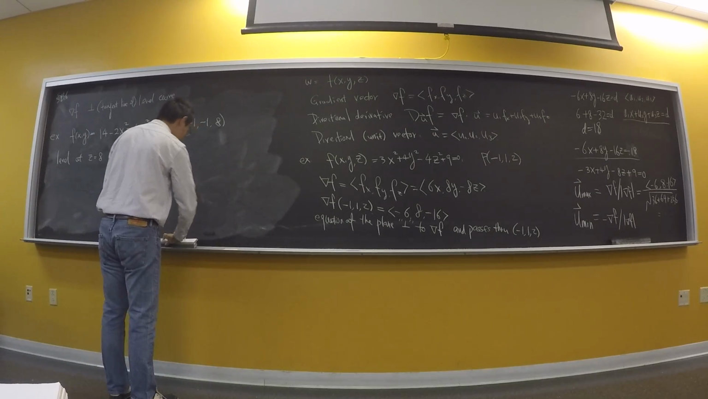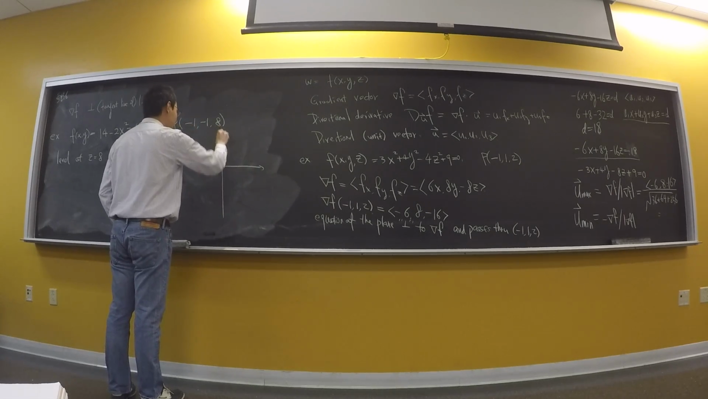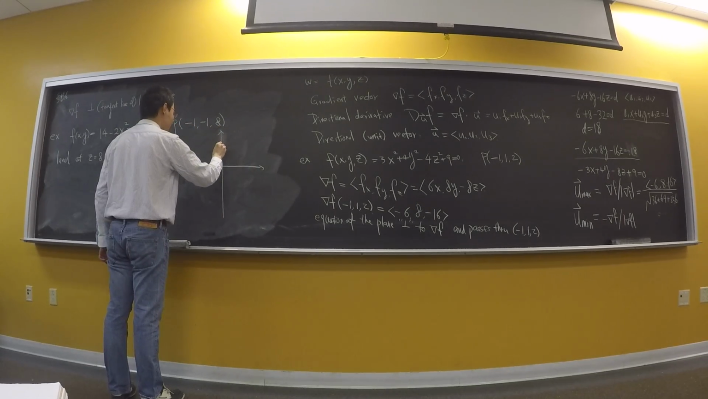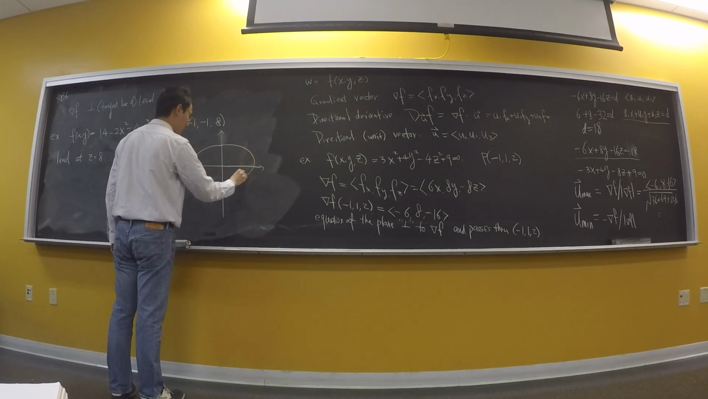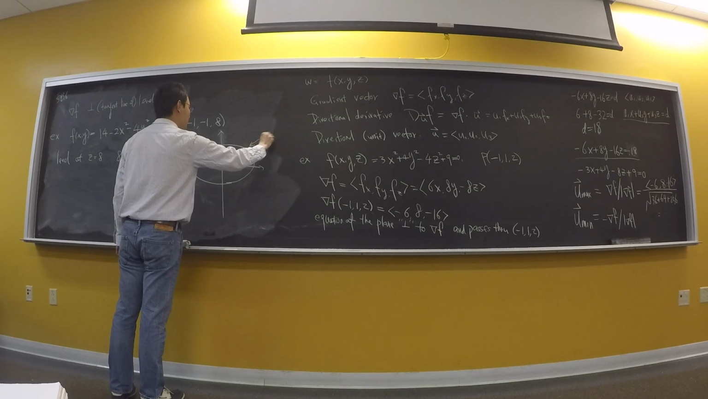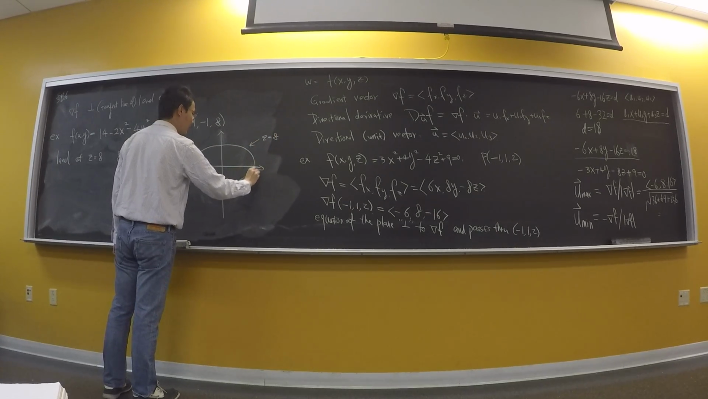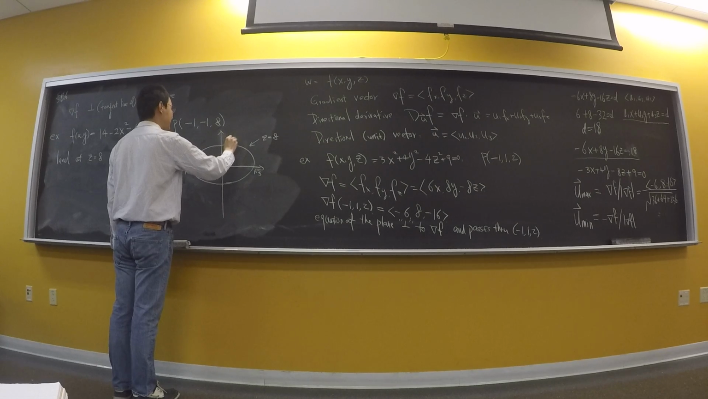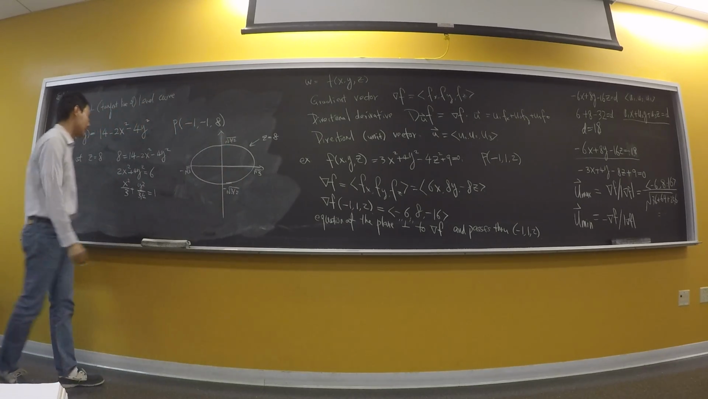So the level curve is on the xy plane, and x is slightly longer. So z is equal to 8. This is minus square root of 3, this is square root of 3, this is square root of 3 halves, this is minus square root of 3 halves. Okay, so this is the level curve.